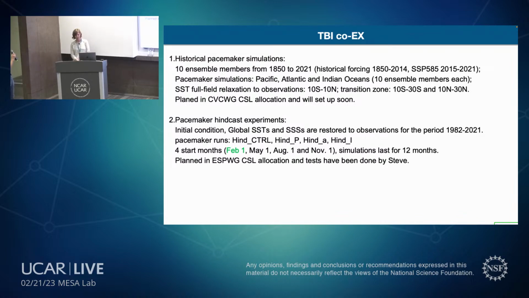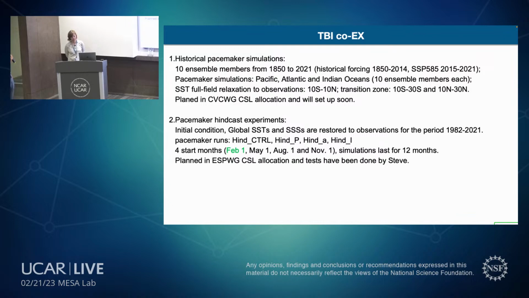This is the tropical basin interaction experiment. For this experiment, we have two sets. One is the historical pacemaker simulation, which we need to run with 10 ensemble members from 1850 to at least 2021. And after 2014, we will use SSP5-8.5 forcing. After that control simulation, we have three sets of pacemaker simulations: Pacific, Atlantic, and Indian Ocean separately. Each we run with 10 ensemble members.